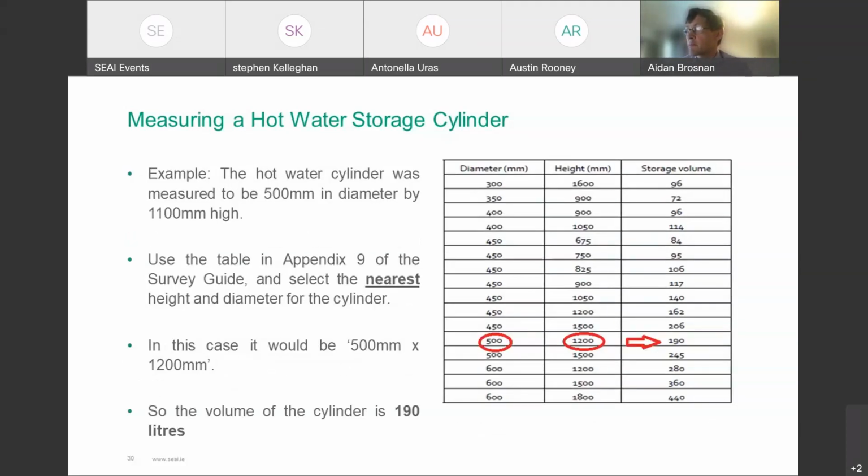So look, this is just an example there where the cylinder is measured and the diameter is 500 and the height was 1100, and the guidance in Appendix 9 said you should look up the nearest diameter. So in this case, it's 500 by 1200. So the volume is 190 liters. So that's just giving an example of how you would use that table.